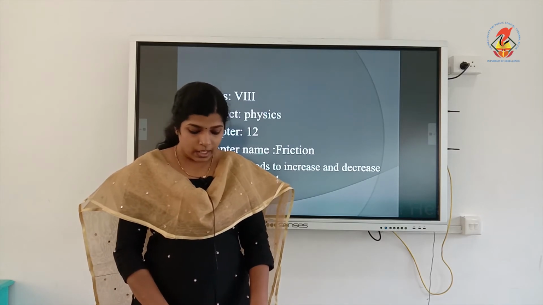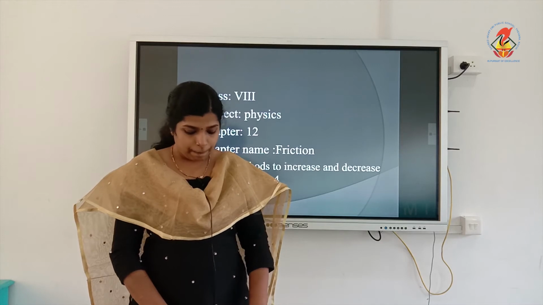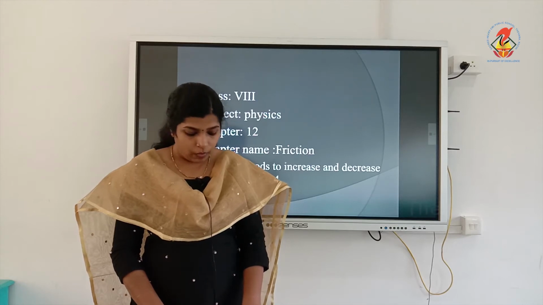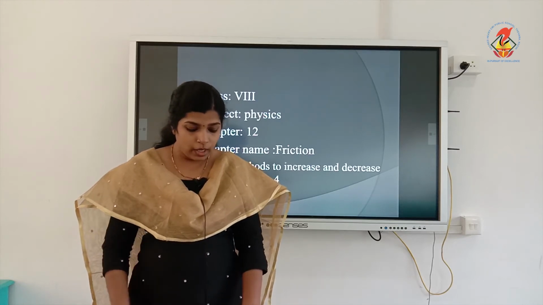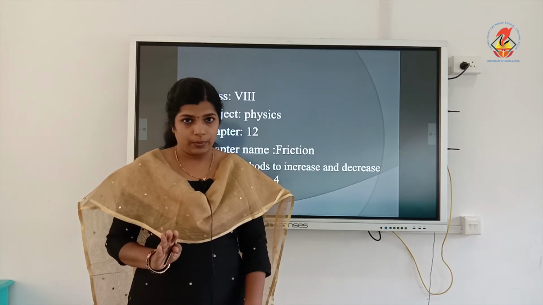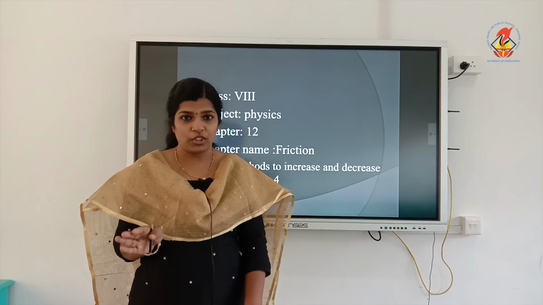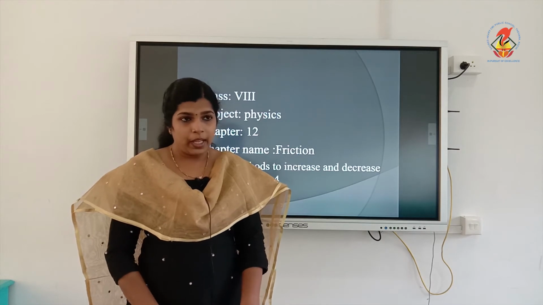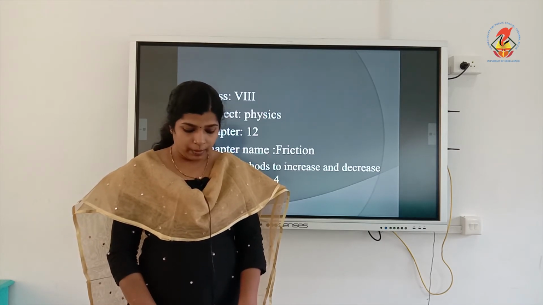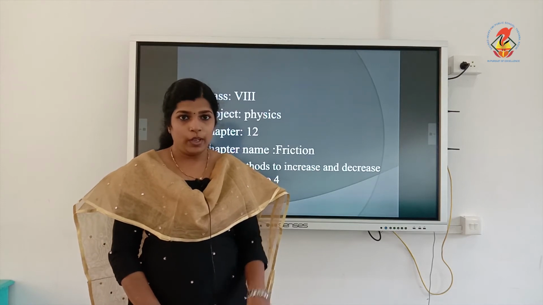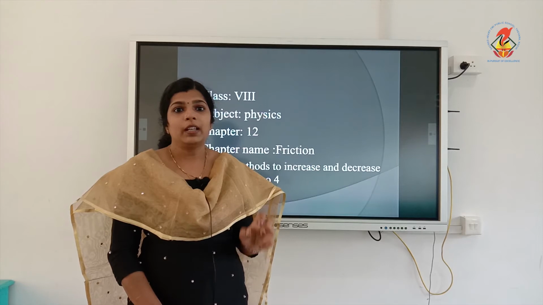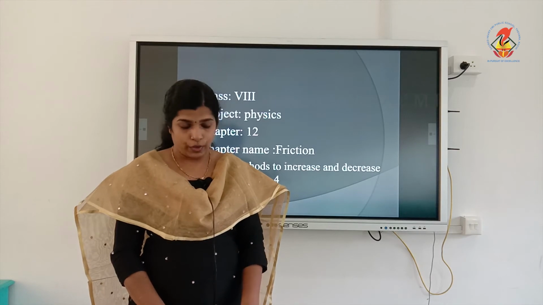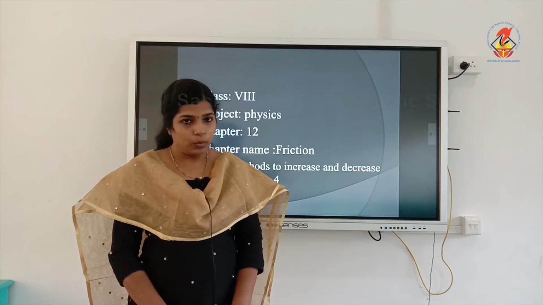We deliberately increase friction by using brake pads in the brake system of automobiles or bicycles. When we are riding a bicycle, the brake pads do not touch the wheels. When you press the brake lever, these brake pads arrest the motion of the rim due to friction, and the wheel stops moving.